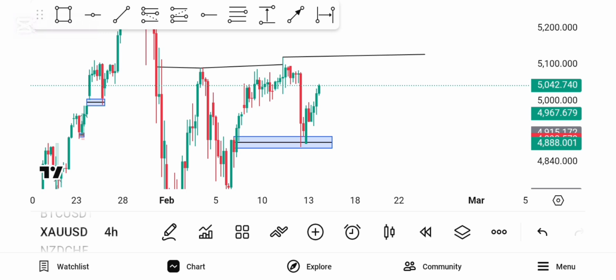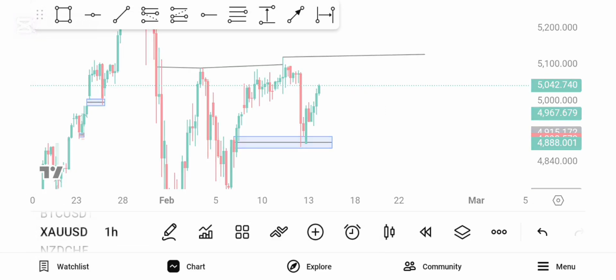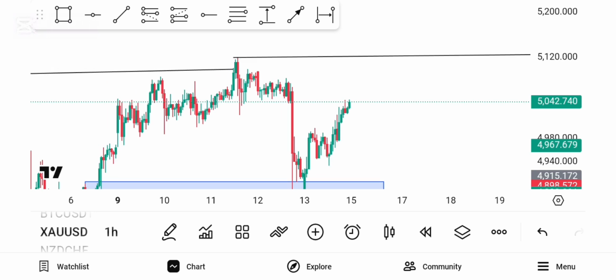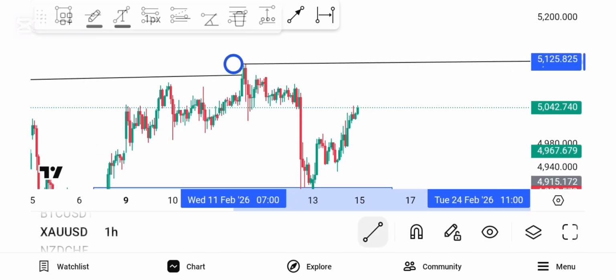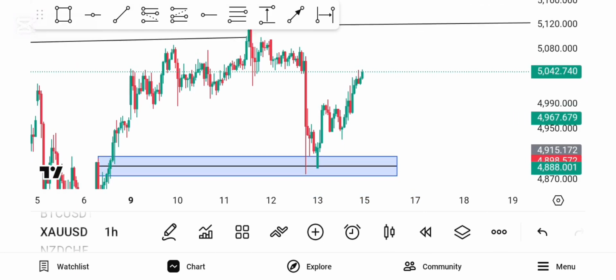Let's scale down to the 1 hour time frame. Our expectation now is this. We'll be expecting it to come back to take out this high here, this high I drew. After taking out this high, because this high is actually an external liquidity, once it takes out this high, you'll be expecting it to come back to a 50% retracement.